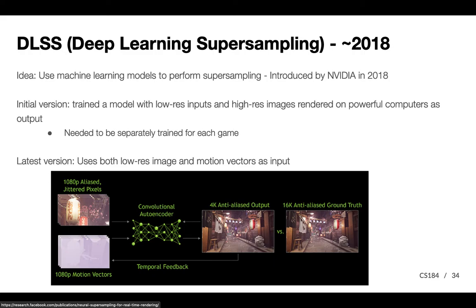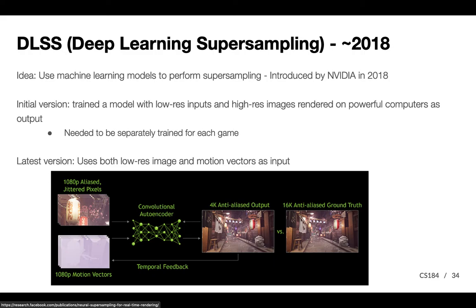And so the initial version, which came out in 2018, basically trained a model that took in low resolution inputs, so 1080p aliased pixels, and then gave it also a ground truth of a high resolution pixel, which they had rendered on a computer with large graphics cards, taking a long time, rendering a whole data set. Then they would pass this one image through the network, check the loss with this anti-aliased image, and keep training it that way.